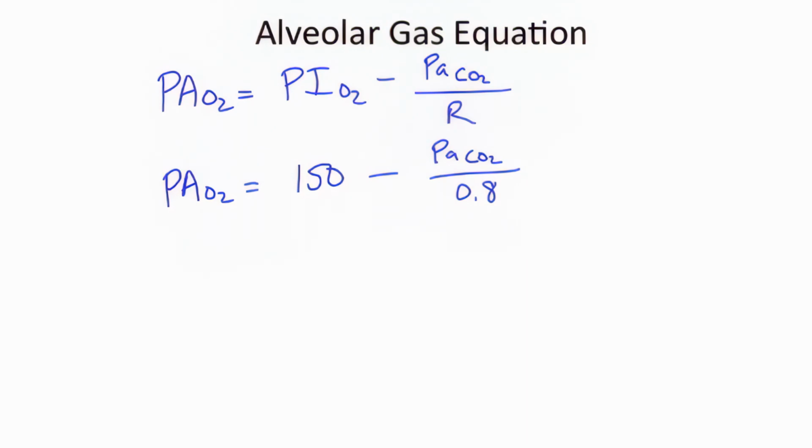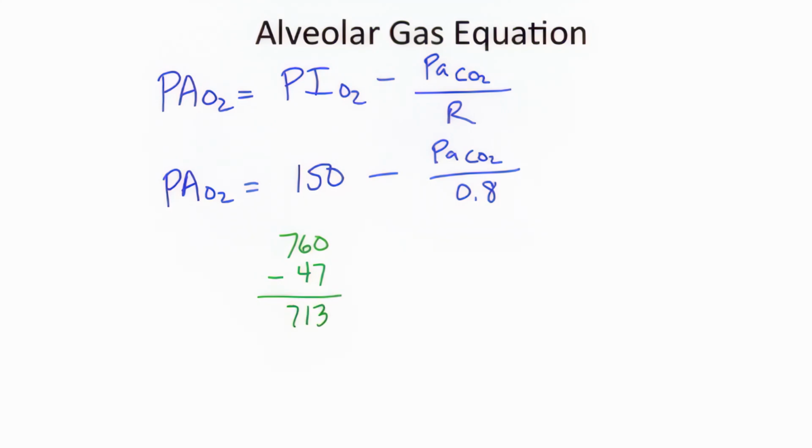Now, where'd that 150 come from? This is an estimate of PiO2, which is the PO2 of the inspired air. There are two numbers that give rise to that 150. The first number is 713. You take the atmospheric pressure at sea level, which is 760, and you subtract the partial pressure of water vapor at sea level, which is 47, and that gives you 713.